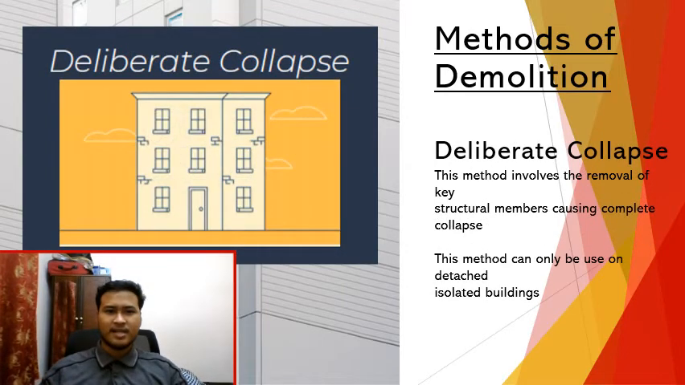So next, deliberate collapse. This method involves the removal of key structural members causing complete collapse. This method can only be used on detached, isolated buildings. It also requires expert engineering advice before work starts. There must be a clear surrounding area and exclusion zone on a reasonably stable site so that the safety of personnel can be carefully controlled.